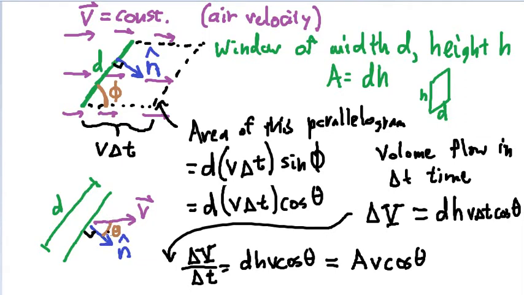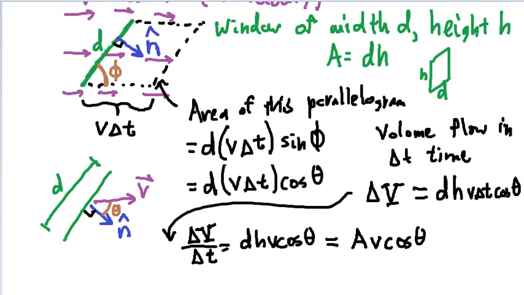Now, this window has a width of d and a height of h. Its area, then, is d times h. That's the area of this window, okay? H that way, d that way, shouldn't be hard to see. The area is dh. So you can actually replace this here with the area. So now this delta v over delta t is equal to area times v cosine theta.